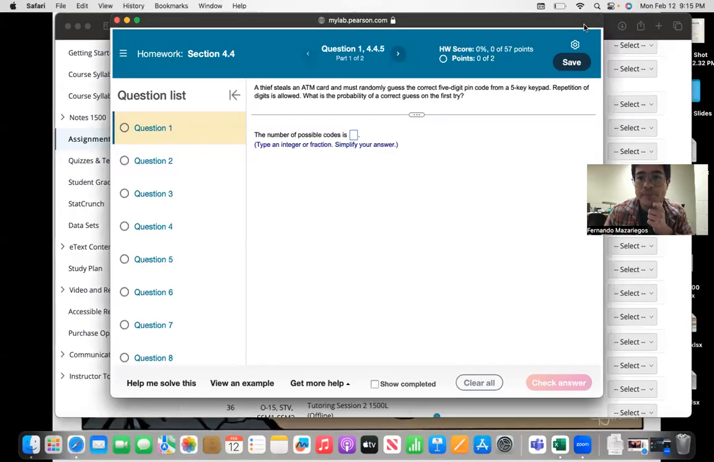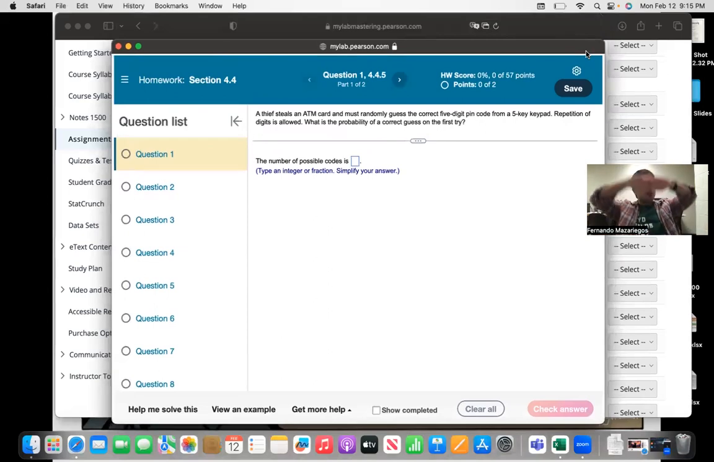There we go. Okay, so section 4.4 is called counting. And why are we doing this? Because sometimes to find probabilities, in the denominator we want the total amount of ways something can happen. So basically, this is what we're learning in section 4.4.